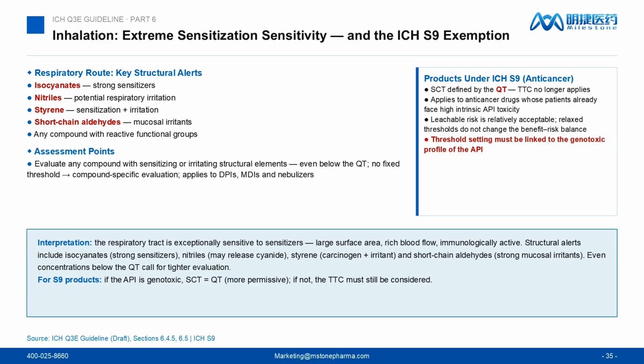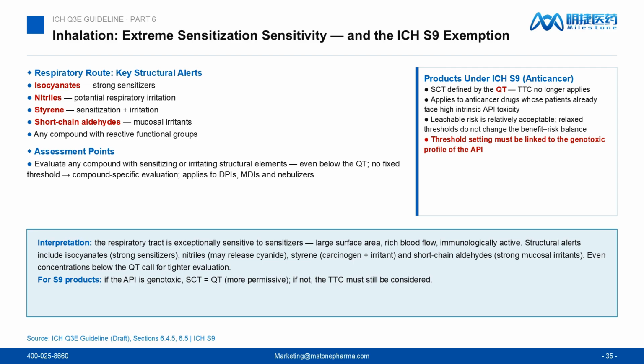So Q3E takes the structural alert approach. Any compound whose structure hints at sensitizing or irritating potential gets evaluated, whatever its concentration. Learn these 4 alerts: isocyanates, the strongest sensitizers in industrial chemistry, nitriles, potential cyanide releasers and irritants, styrene, sensitizer, irritant, and carcinogen suspect, and short-chain aldehydes like formaldehyde, fierce mucosal irritants. If any of these shows up in your extractables profile for an inhalation product, you have work to do regardless of level. This applies across the board: dry powder inhalers, metered-dose inhalers, nebulizer liquids.